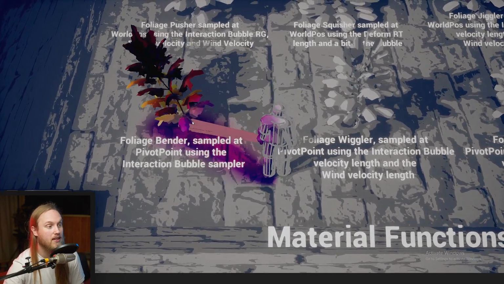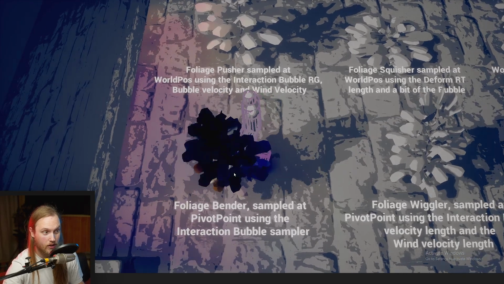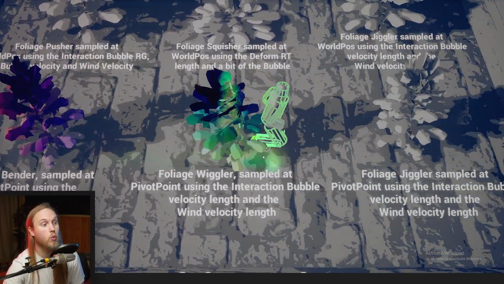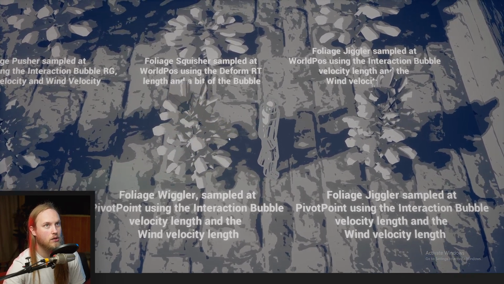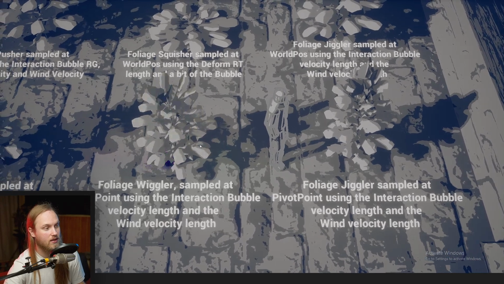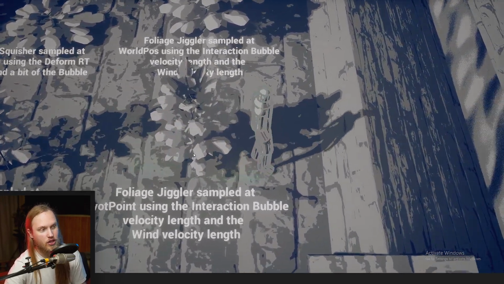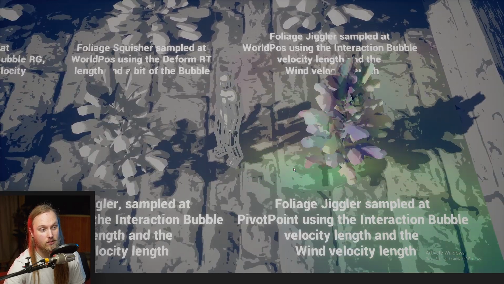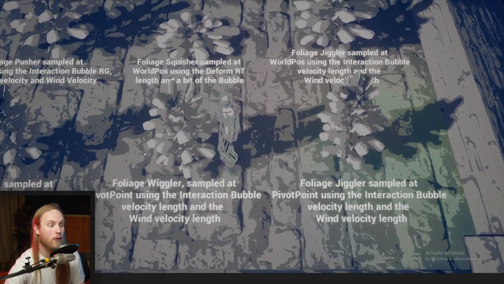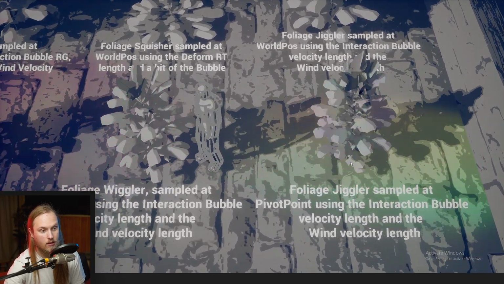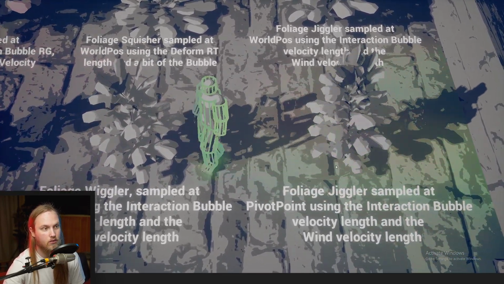So we've got the foliage bender, which bends foliage, funnily enough, in a direction. We've got the foliage wiggler, which applies a sort of random bend in random directions. We have the foliage jiggler, which is for like micro jiggle for the individual leaves and stuff. It do be jiggling. These bottom three are sampled at the pivot point. So only when the pivot point hits it, they will jiggle.